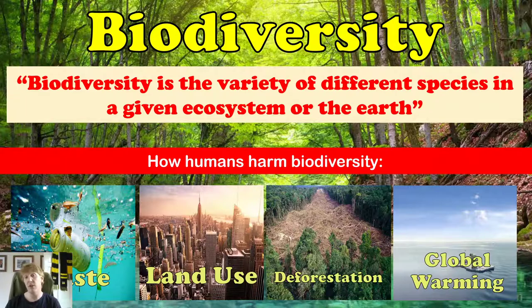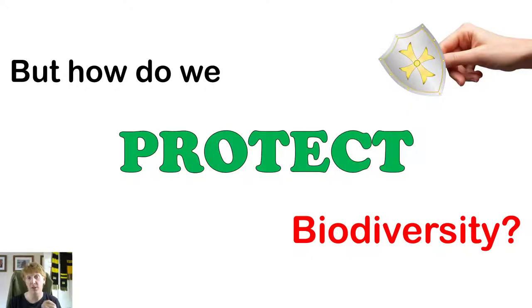by releasing a whole lot of carbon dioxide into the atmosphere, we warm the planet, which causes things like the ice caps to melt, and so polar bears and certain Arctic organisms will actually die off because they don't have an area to survive. So humans, big four: waste, land use, deforestation, and global warming. These are the big four ways that we harm biodiversity.